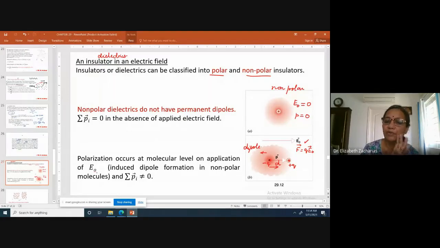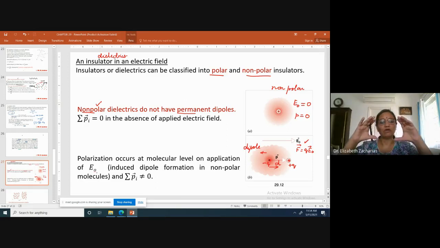But this is not a permanent dipole. This dipole got induced. Who induced it? The electric field that you applied induced it. Okay, so this class of materials, which do not have permanent dipoles but which get induced dipoles when you apply an electric field, are called non-polar dielectrics.